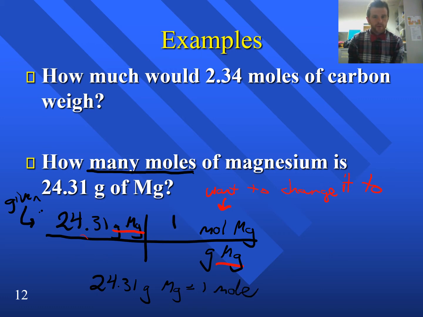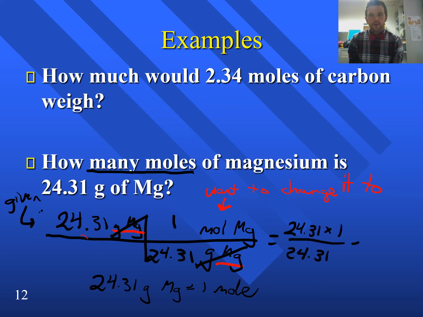And then I'm going to just insert the numbers there. I can cross out my old unit because I know they're going to cancel out. Grams of magnesium divided by grams of magnesium, they go away. So then I just end up with a fraction again. 24.31 times 1 divided by 24.31 equals 1. And then this is the only unit I have left, moles of magnesium. So my answer is going to be 1 mole of magnesium.